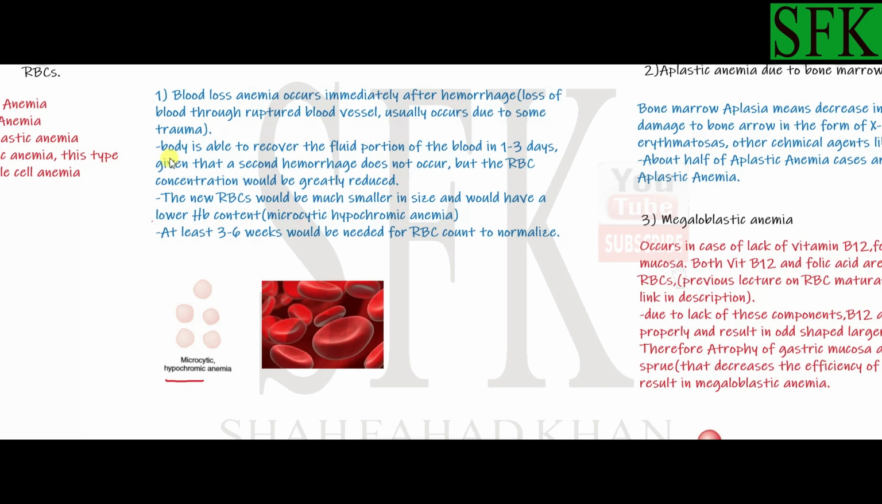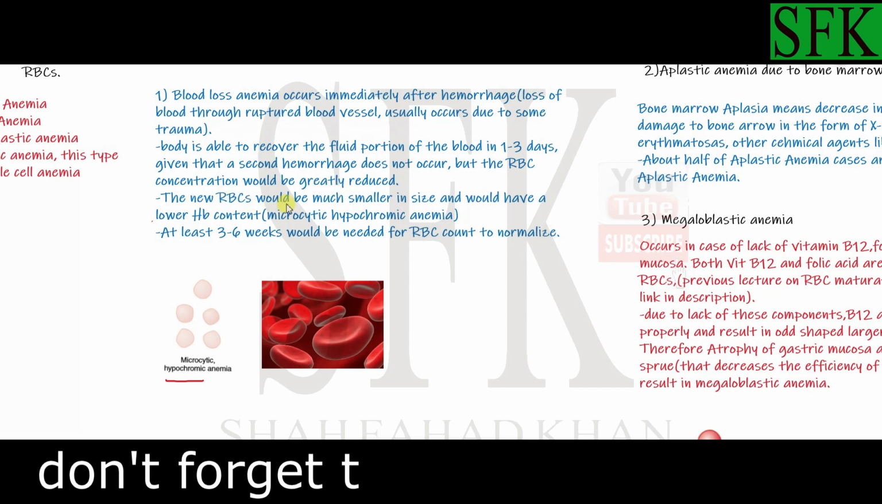Now in order to recover, the body tries recovering the fluid portion first in only 1 to 3 days. This is quite a rapid response. In 1 to 3 days the fluid portion of the blood is recovered, given that a second hemorrhage does not occur. If a second hemorrhage occurs, then it can take more days. But the red blood cell concentration would be greatly reduced because the red blood cells do not recover as quickly as the fluid portion. It takes more time for the red blood cells to recover, approximately 3 to 6 weeks for the red blood cell count to normalize.